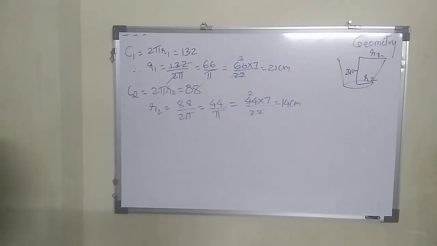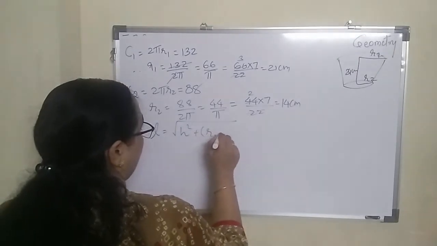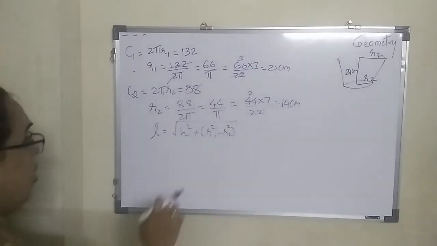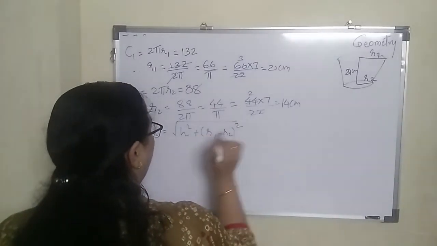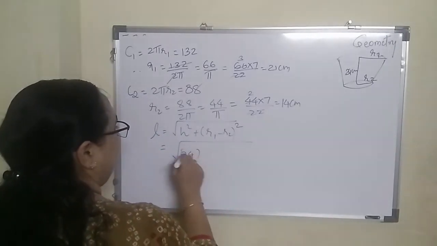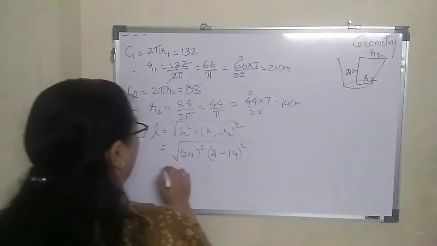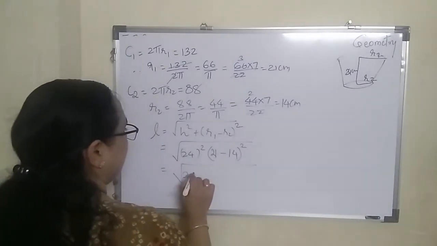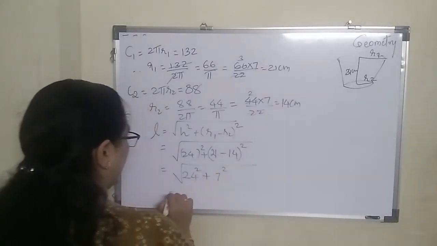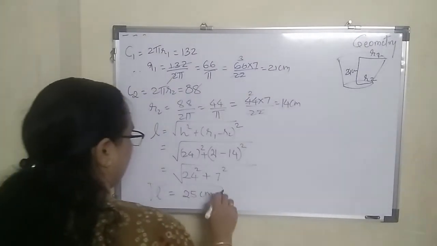Now we go to find slant height. I think now the sum looks familiar. L equals square root of H square plus R1 minus R2 the whole square. What do we substitute? H is 24, square, plus bracket 21 minus 14 square. That is nothing but 24 square plus 7 square. So we know the answer. What is the answer? 25 centimeter. So you got L also.